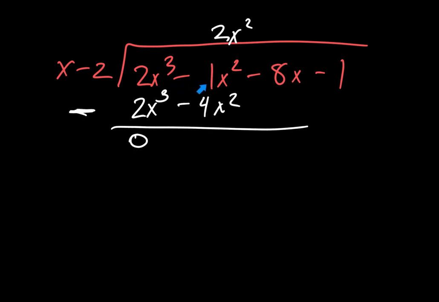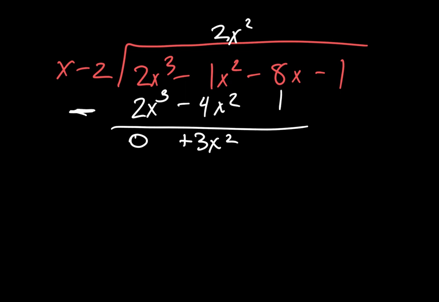Negative x squared minus a negative 4x squared. So you're like, wait, this is getting complicated now because we've got all these negatives going on. This is why I like synthetic. But negative 1 minus a negative 4, minus a negative is plus a positive. So that'll be positive 3x squared.